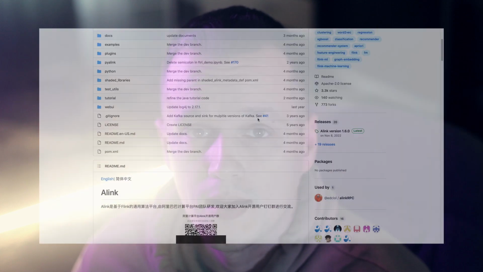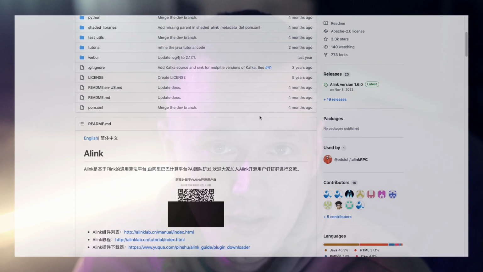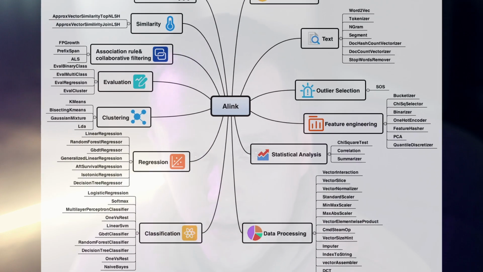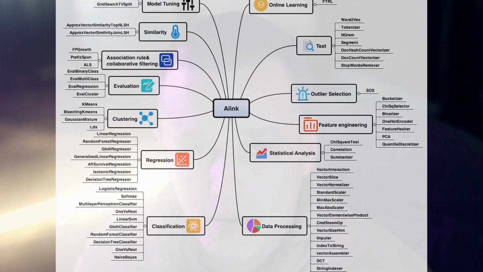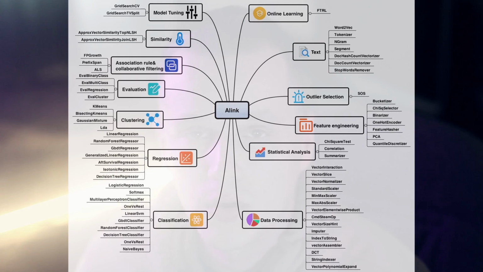Alink is the machine learning platform based on Apache Flink that was created and is now supported by the PAI team of Alibaba's cloud computing platform. Alink contains a variety of ML algorithms and pre-created models that make it even compatible with Python-based libraries in the number of available features.